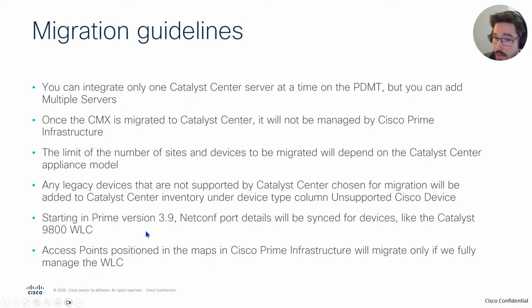Next, starting in Prime version 3.9, netconf port details will be synced for devices like the Catalyst Center 9800. So if you have a 9800 WLC within Prime, netconf port details from Prime will be migrated with the 9800 over to Catalyst Center. And then access points, position, and maps in Cisco Prime Infrastructure will migrate only if we fully manage the WLC.